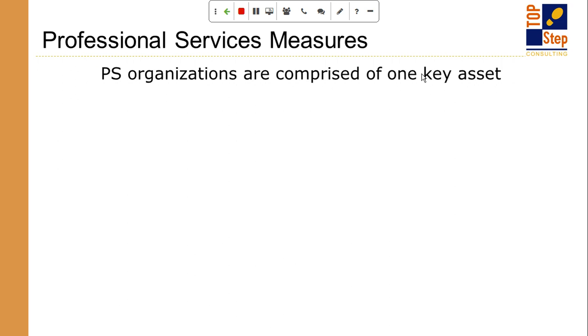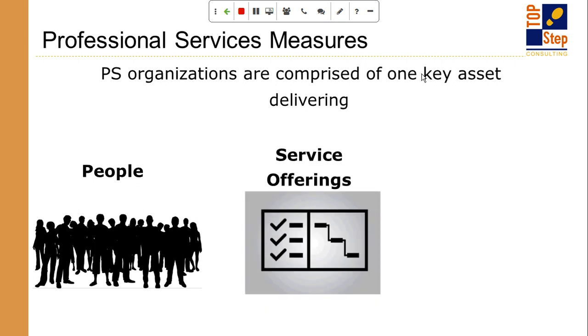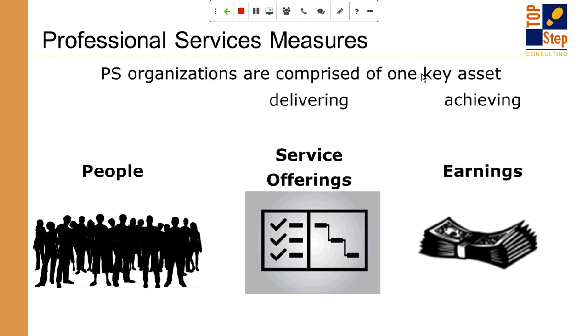Now, professional services themselves, when you think about data collecting, data mining, and the data itself, it's really based on three things. The first and the most important is the key asset you have, which are the people in the organization. And they are responsible for delivering your projects or your service offerings, and those service offerings bring money in the door. So people, projects, and money are all sort of the three aspects that go into any kind of professional services measure or metric.